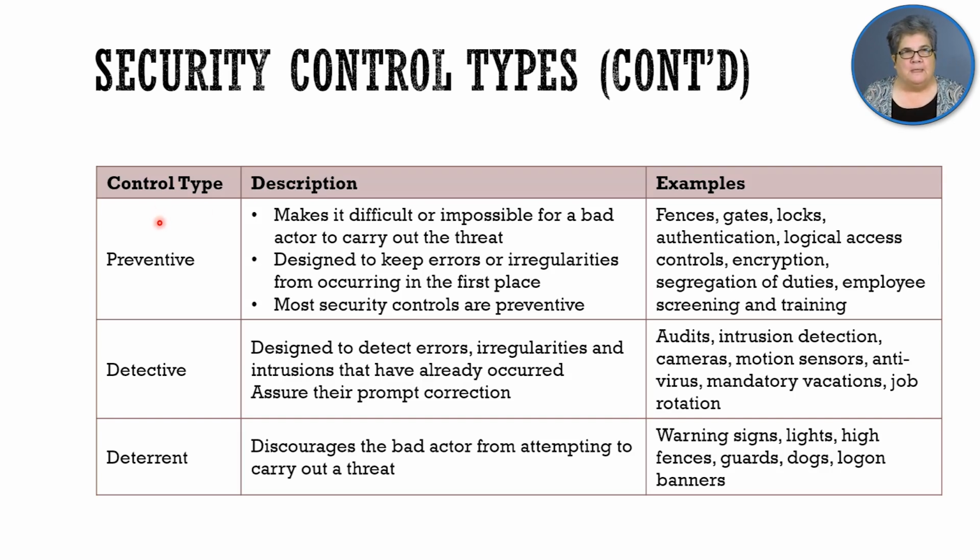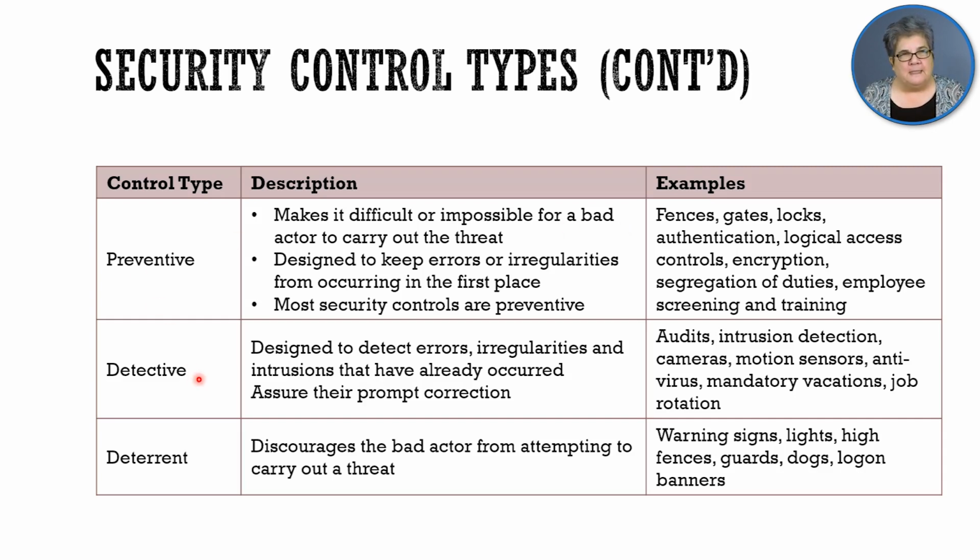The first type would be preventive. Just make it really hard or impossible for someone to actually carry out their threat. We want to keep errors or irregularities from occurring in the first place. Most security controls strive to be preventive. So these would be fences and gates and locks, authentication, encryption, access control, segregation of duties, employee screening and training. Try to prevent it from the beginning.